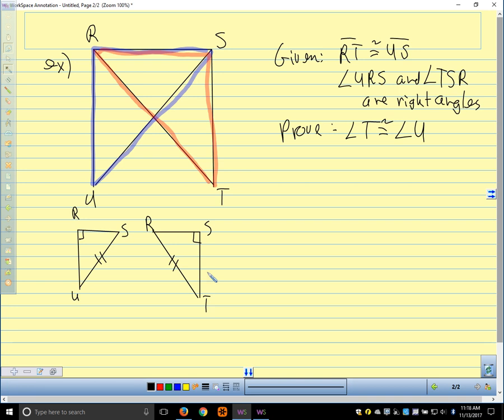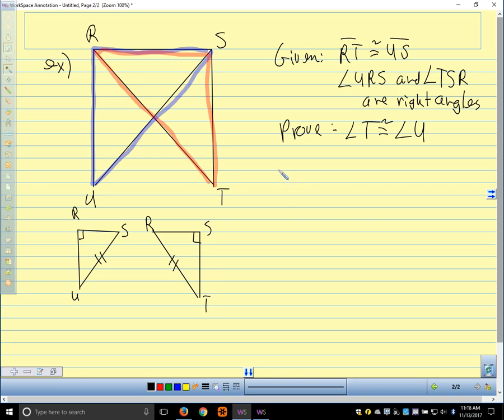Well, we have right triangles there. My guess is this proof is going to have to do with hypotenuse leg. We need to show that the triangles are congruent, and then once we know the triangles are congruent, we can say the parts are congruent. We can use CPCTC. Usually when we have to show two parts of triangles are congruent, we have to show the triangles congruent first, and then use CPCTC.